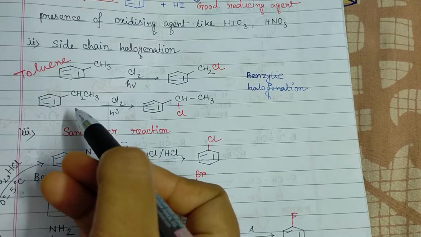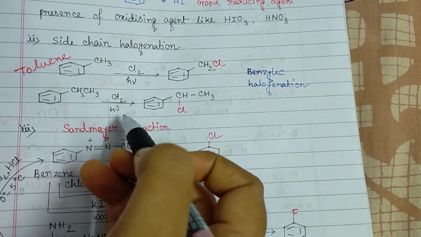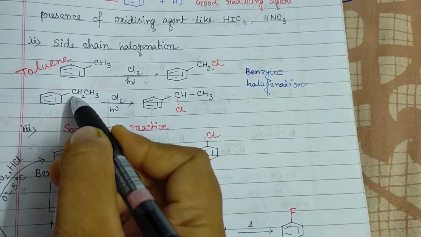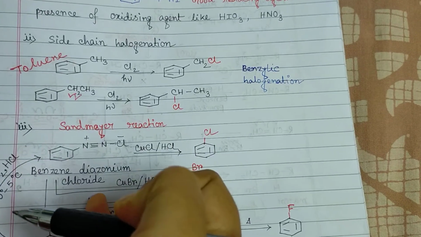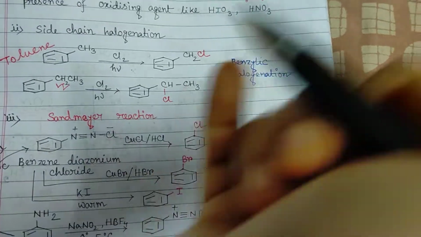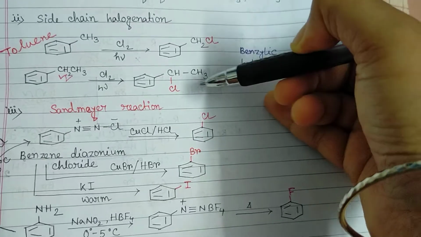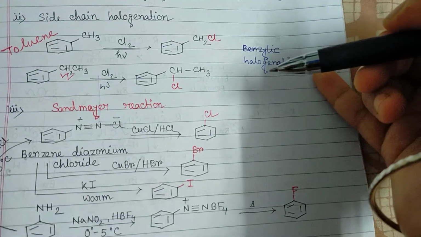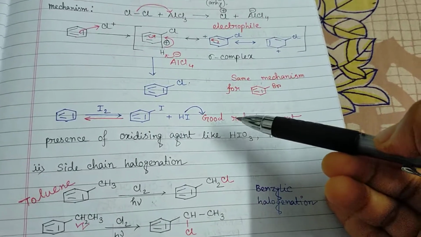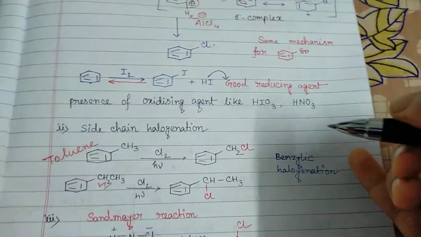And next also, if we take ethylbenzene, then in presence of h nu, chlorine will substitute the methylene hydrogen of ethylbenzene, and this one will give us the product like this. So by this type of reaction, we can add halogen or chlorine in the side chain of the substituent present in the benzene ring, and by the previous process we can add the halogen directly to the benzene ring.